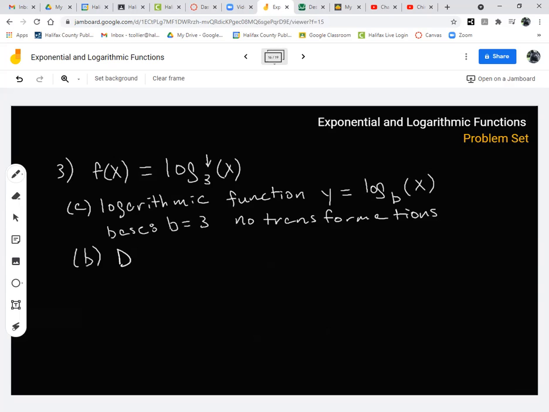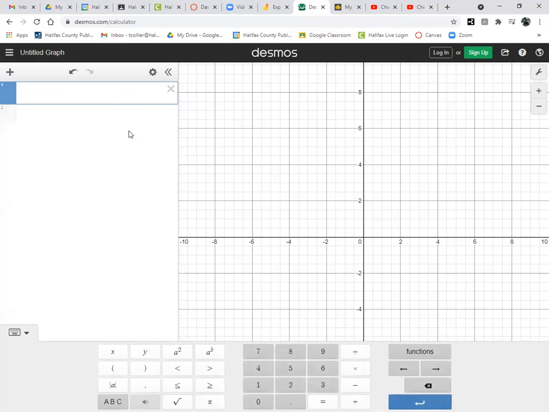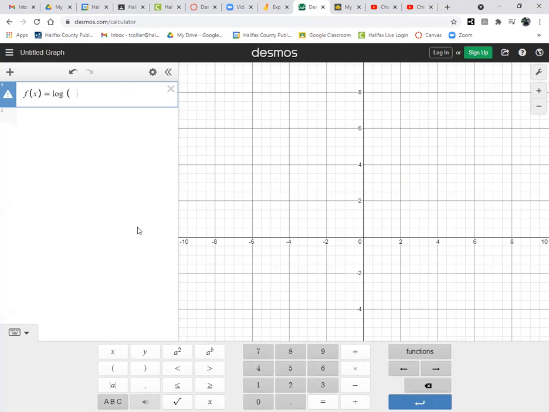Okay, so now let's talk about the domain. To see what the domain really looks like, we're going to graph this log base 3 of x. So I'm going to go on over to Desmos, and I'm going to type in f of x is equal to log. Where's the log button? It's actually going to be under functions. So you click functions and log base a. You get that. And then our base was 3. So I'm going to put a 3 underneath the g. And then inside the parentheses, I'm going to have an x.